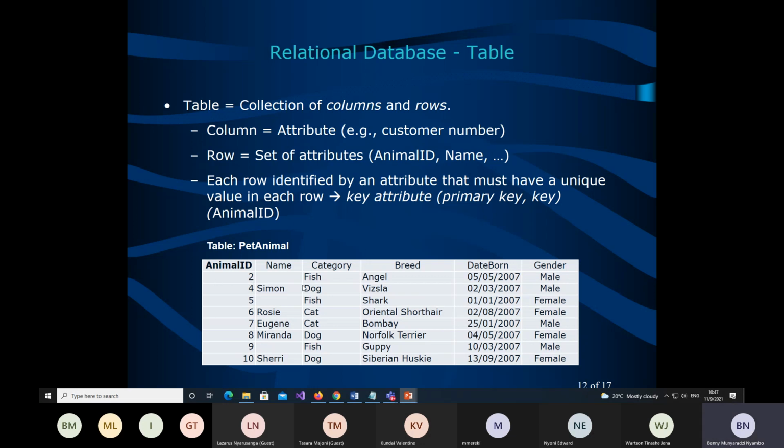So every pet there, you can actually call it an entity of a table. And its name, category, breed, date of birth, gender, we call that an attribute. It's actually an attribute of that entity. You will meet these terms as you go forward.